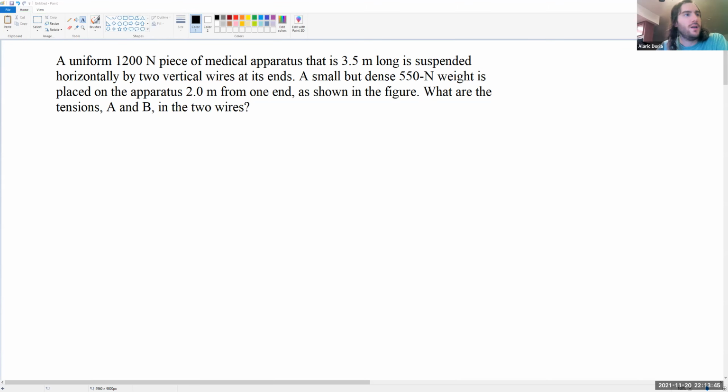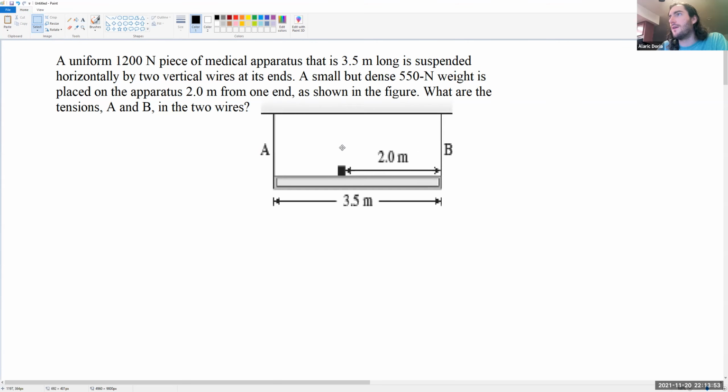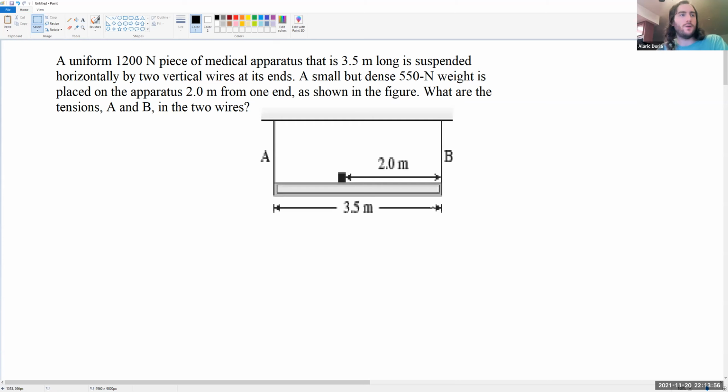Let me grab the figure. Here's the figure right here. I'll enlarge that. Hopefully it's not too blurry. I think that's good enough. I think we can read that. So they want to know what the tension is in the wires A and B. So how do we go about figuring that out? Well, first off, the medical apparatus has a weight, 1200 newtons, that acts right at the center. So we have 1200 newtons acting right there at the center.